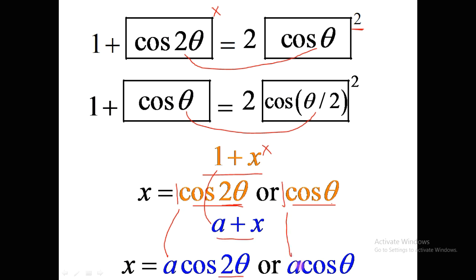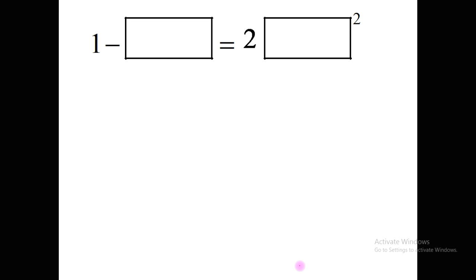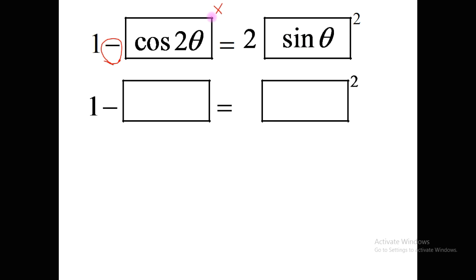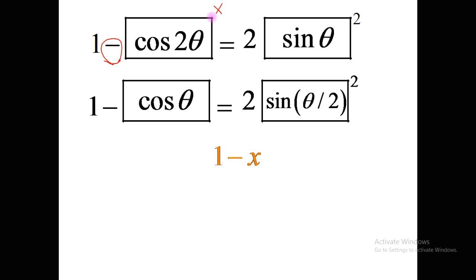Let's move to the next form. Now instead of a plus sign, it is a minus sign over here. This part is negative now. The previous one was 1 plus, now it is 1 minus, and here also there is no square. So a similar form is there using the cos theta as 1 minus cos 2 theta is equal to 2 times sin square theta. This is the standard formula from the trigonometry. One might write 1 minus cos theta, then he has to write sine of theta by 2 in the next box. So the form here is 1 minus x.